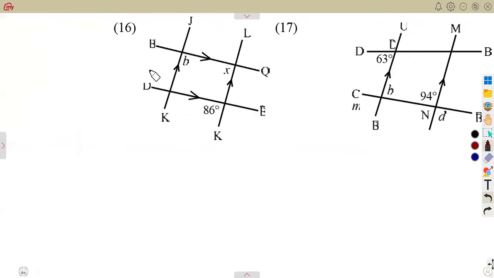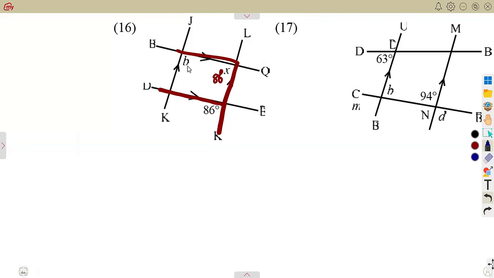Number 16. Same concept, just like the previous case. There we have got parallel lines. So we can simply obtain the value of X because we've got corresponding angles. Look, you're forming an F. So this X and this 86 degrees will be equal. So X here is going to be 86 degrees. We are talking of the corresponding angles where we form an F.